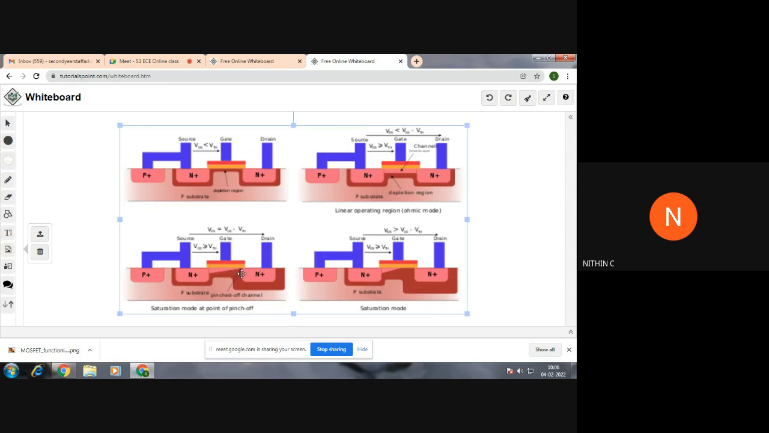Initially, when the channel is there, we had a flow of electrons through the channel. And when the channel is blocked by the depletion layer, you might think there is actually a blockage for the electrons to flow. Naturally, that is what you would think. But that is not what actually happens. Even though this channel is blocked, there will be a constant flow of electrons.